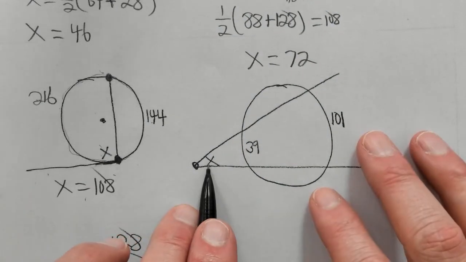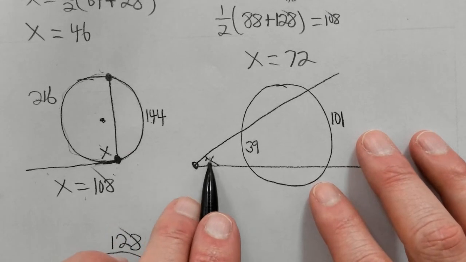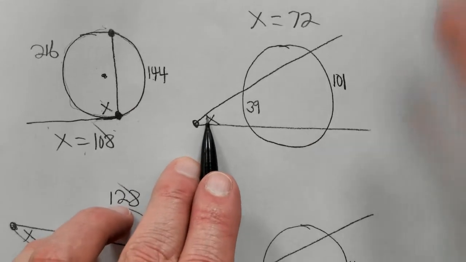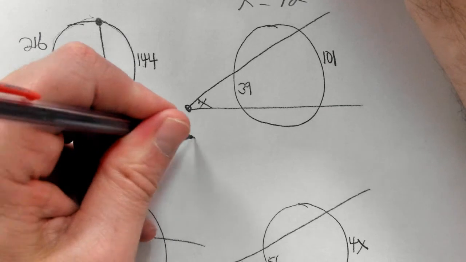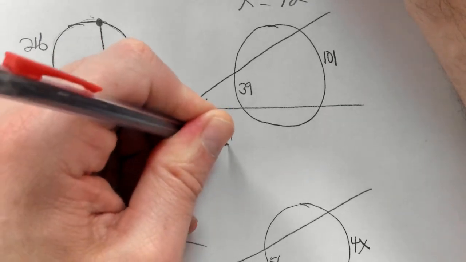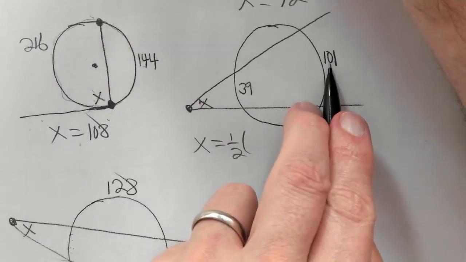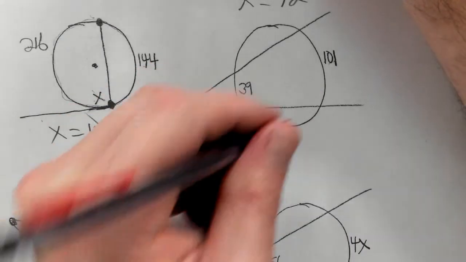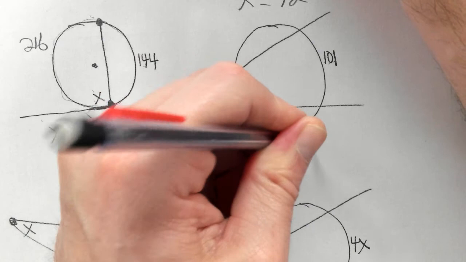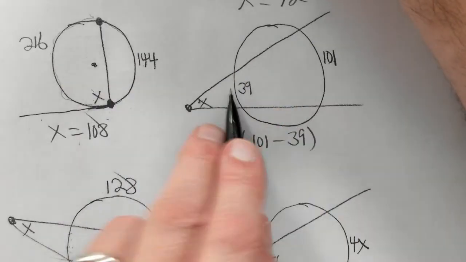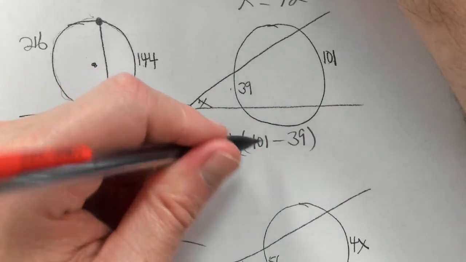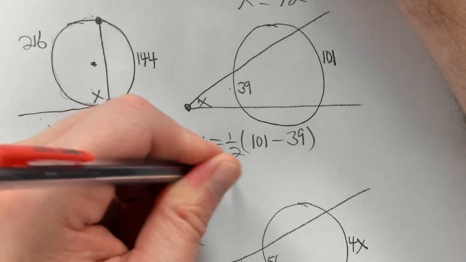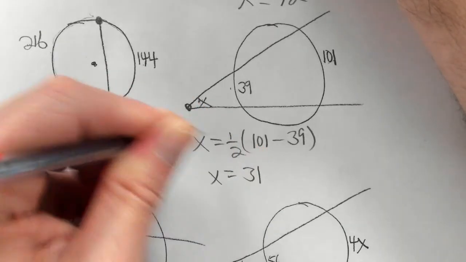We have one where it intersects outside the circle. Remember, outside the circle is half the difference. Half the difference of what? It's half the difference of arc 2, 101, the outside arc, minus the inside arc, 39. Okay? So it's the outside arc minus the inside arc. So what's half of 101 minus 39? That would be 31. And then that's your answer for the angle.